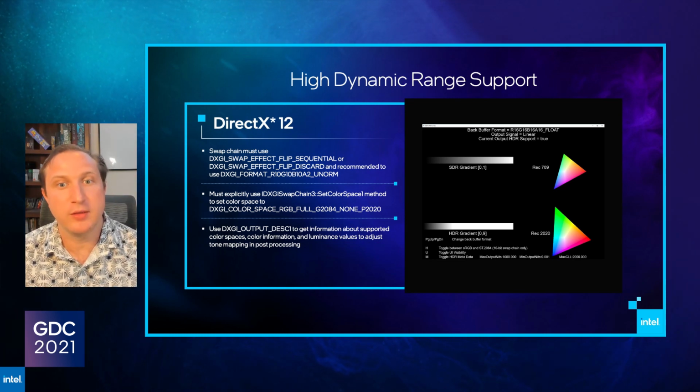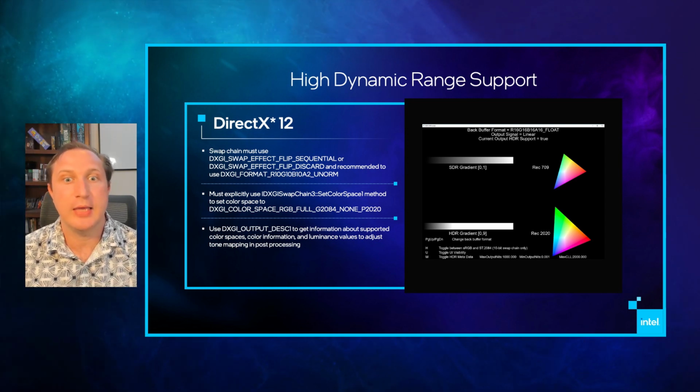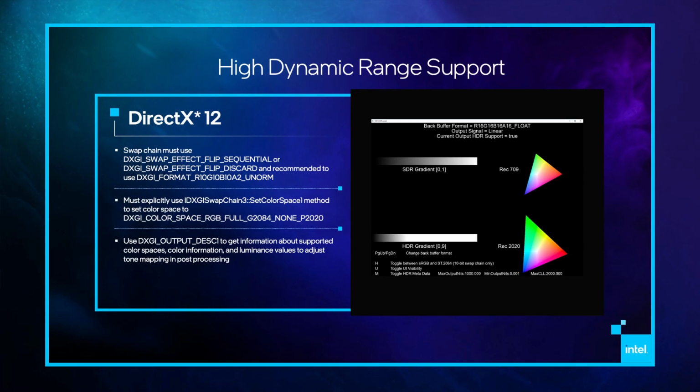High dynamic range support is another feature currently enabled on Gen 11 and beyond. High dynamic range support on displays allows for the use of wider color gamuts that result in higher visual fidelity. Games wishing to support HDR in DirectX 12 need to do the following. The swap chain must be of flip sequential or flip discard, and Microsoft recommends using the format RGB10A2 UNorm. Also, the color space must explicitly be set to RGB full G2084 none P2020. In addition to those requirements, DXGI Output Description 1 describes information about supported color spaces, color information, and luminance values that can be used to adjust tone mapping and post-processing.